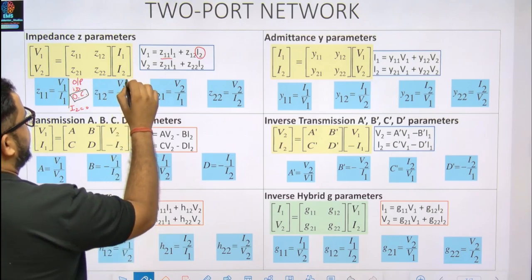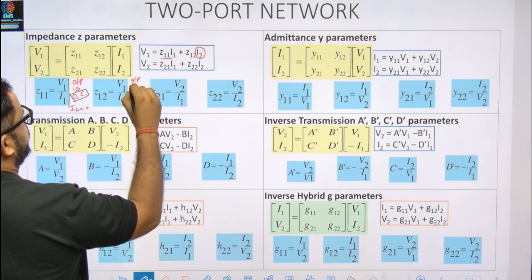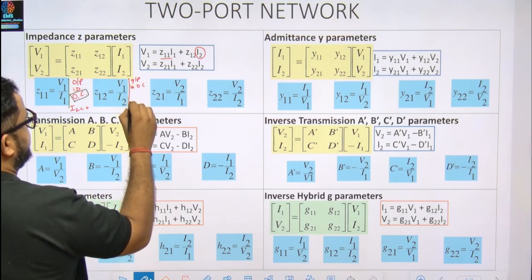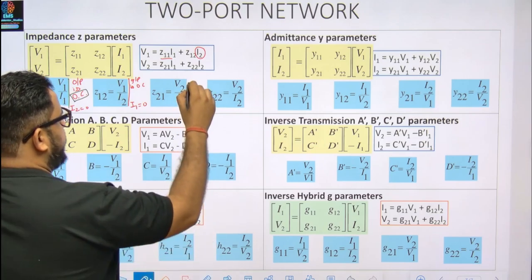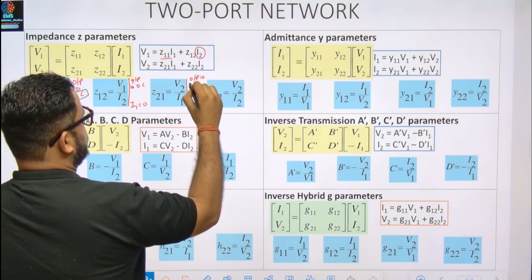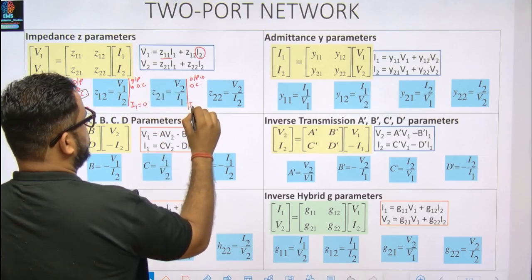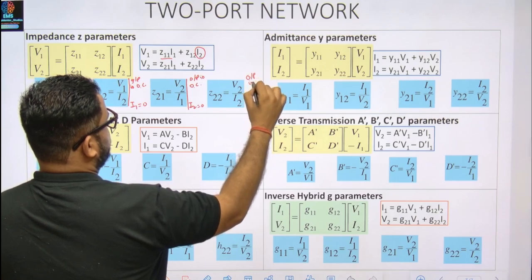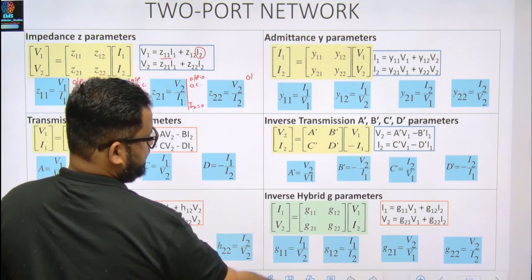Similarly over here, I want I1 to be zero. My input is open circuit. That is my I1 equals zero. Now here again I2 to be zero. Output is open circuited. So I2 equals zero. Output is, or rather input is open circuit.